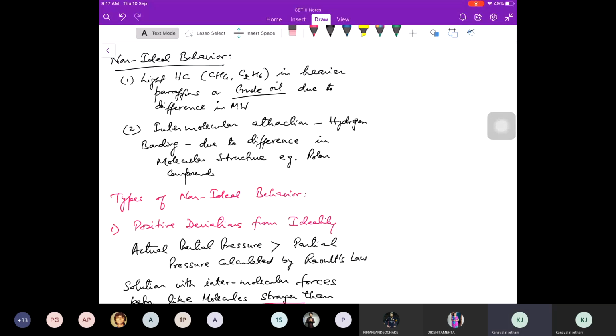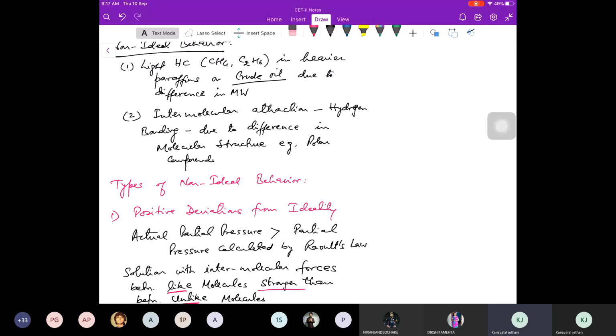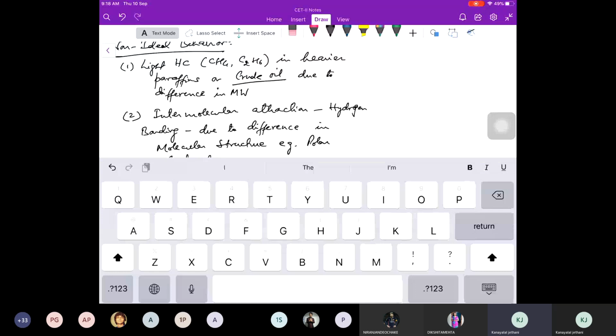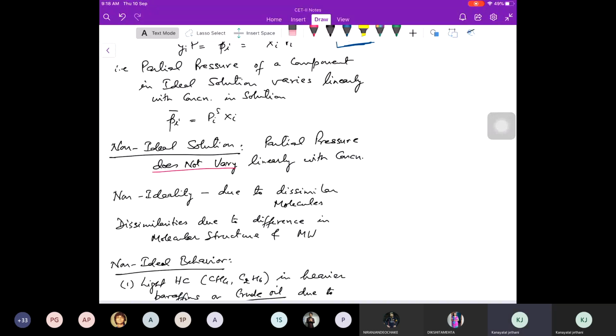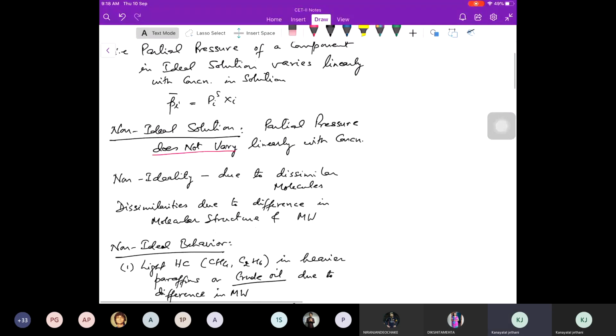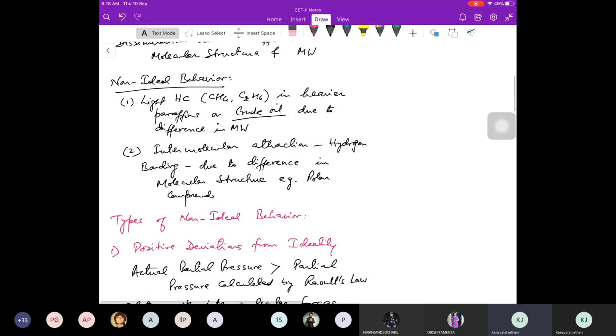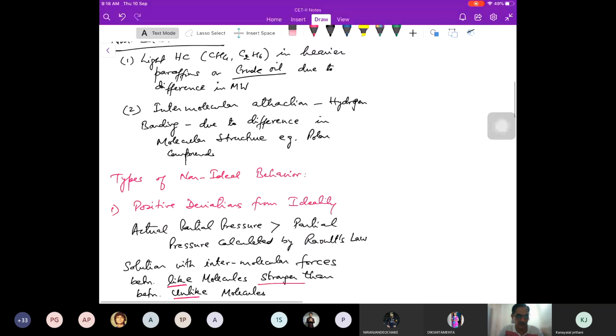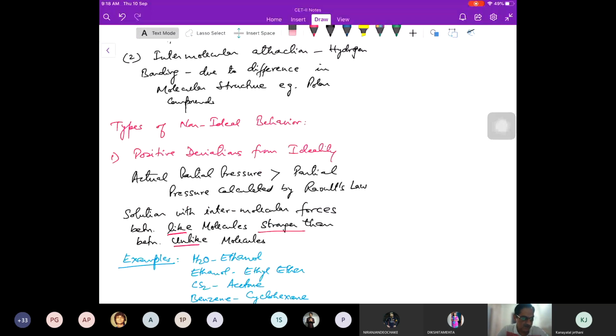Intermolecular attraction forces will be there, and hydrogen bonding will be there. All these things will create problems, and that is why we need to handle non-ideal solutions. So there are different types of non-ideal solution. One is positive deviations from ideality, and the other one is negative deviations from ideality.